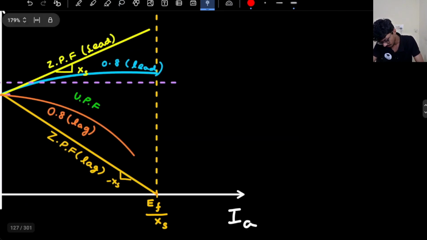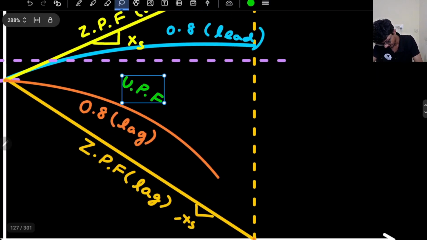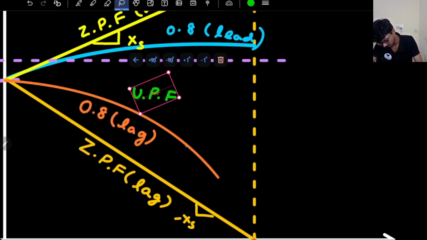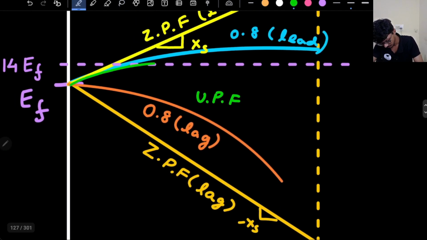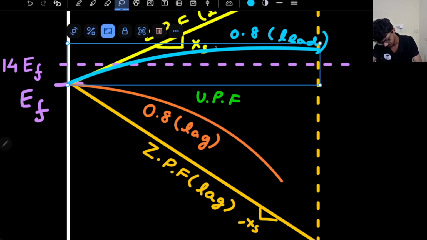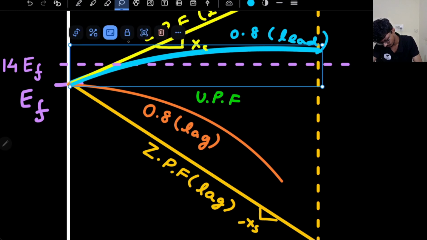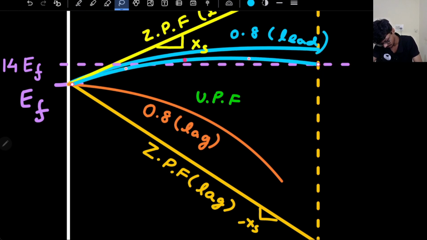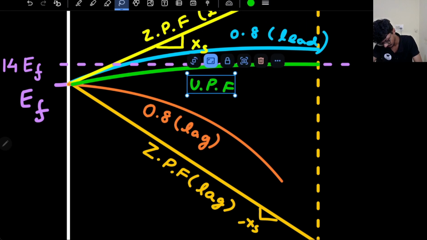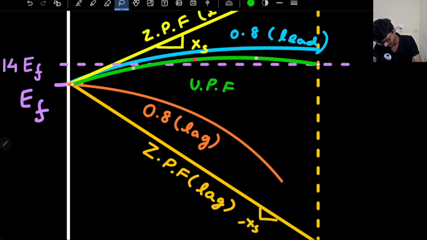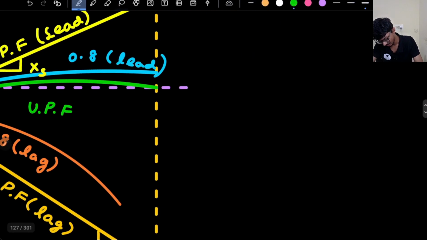So for unity power factor, what will happen? For unity power factor, it will be a hyperbola obviously. For unity power factor, the value will be somewhat like this. Again I have to draw a curve only. This time it will be exactly here, and the color will be green. That's it. So this is the graph for a unity power factor. Although it does not look like a hyperbola, you just have to trust me on that. So it is a hyperbola.